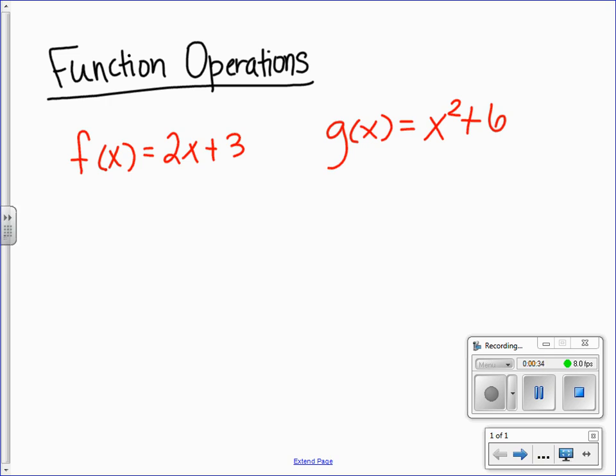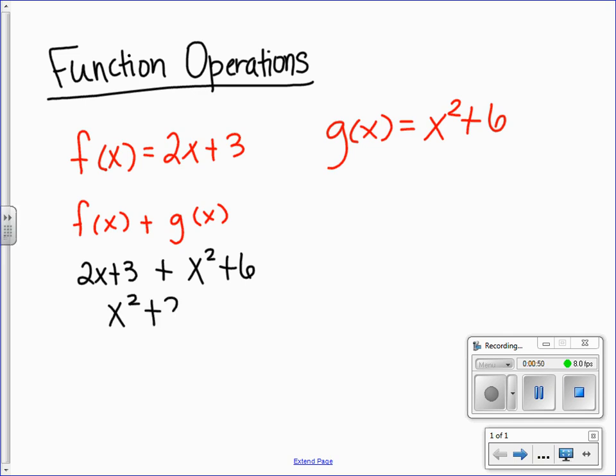We've done it all. We've added them, f of x plus g of x. We've done that, right? That would just be this one plus that one, which would be what? x squared plus 9. So we've added them. We've done that. That's not new, right? We've subtracted them.